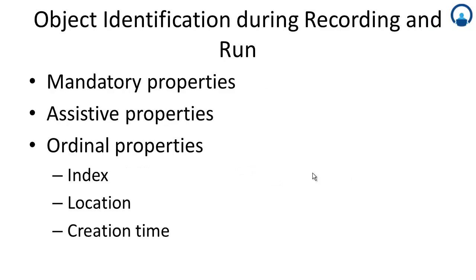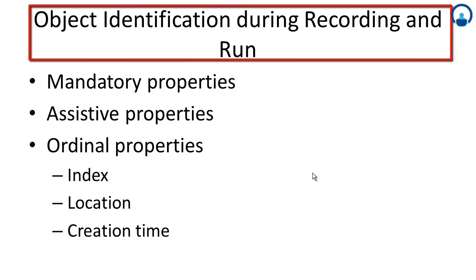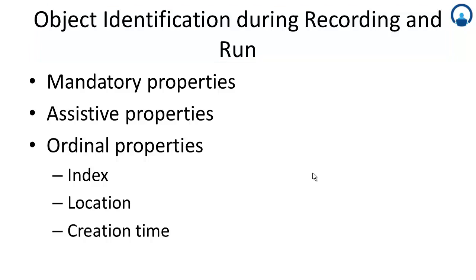So now that we have an idea about the objects and how they are used in record and run, we'll see object identification, how it is done, how QTP prioritizes the object properties, and how it chooses the object properties for different objects during recording and run.